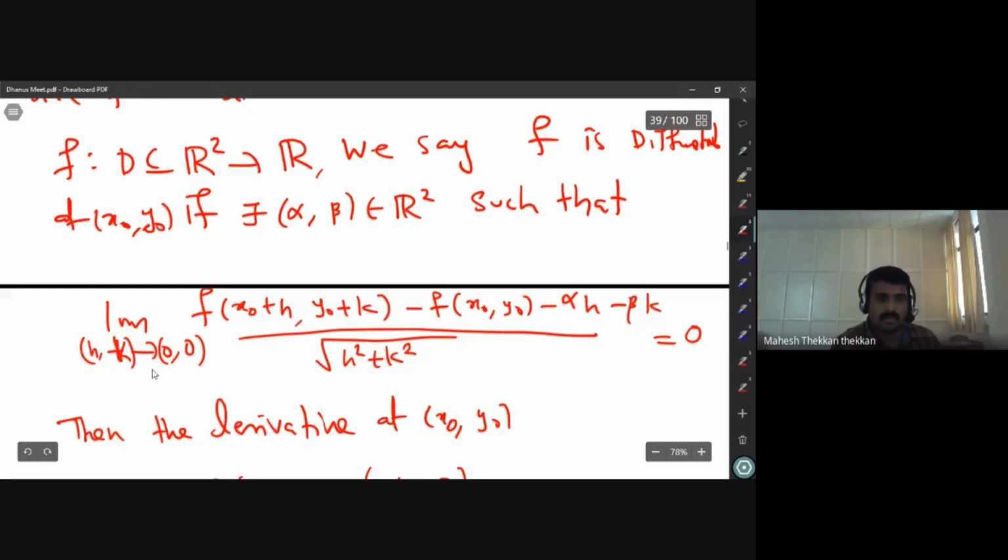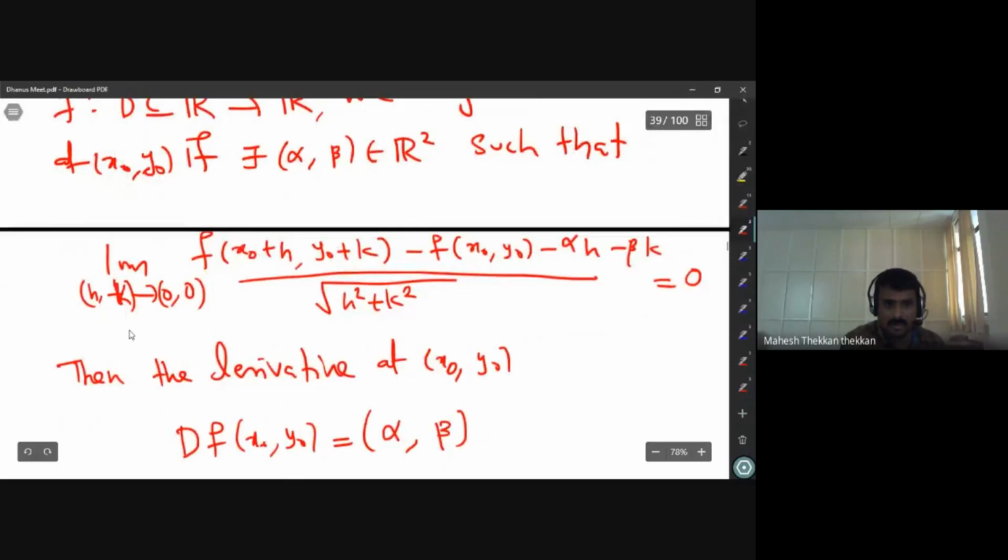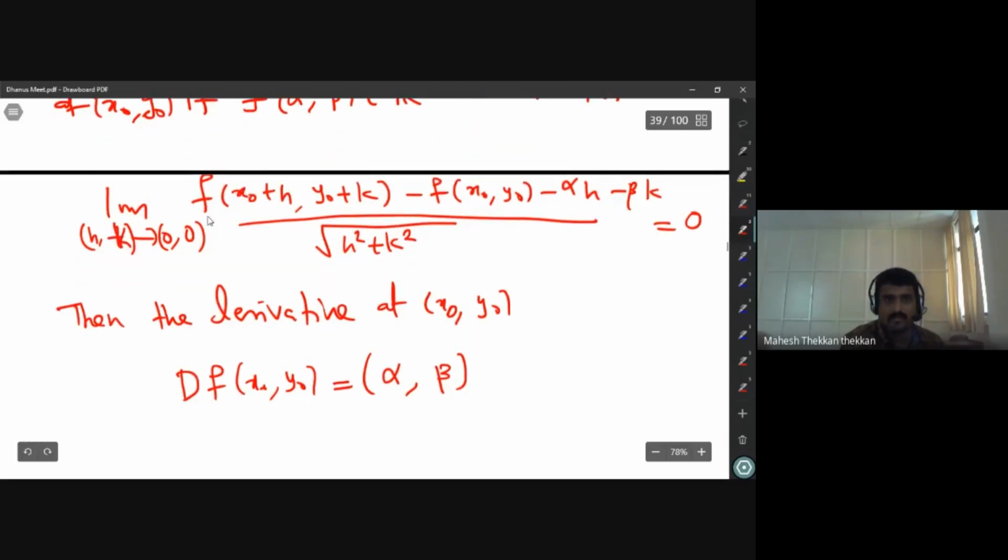I should approach (0, 0) along all possible paths, right? Then the limit value should be 0. Suppose I am approaching (0, 0) along the x-axis. What happens? If I am approaching (0, 0) along the x-axis, in that case the y term has to be 0. So k has to be 0, right?